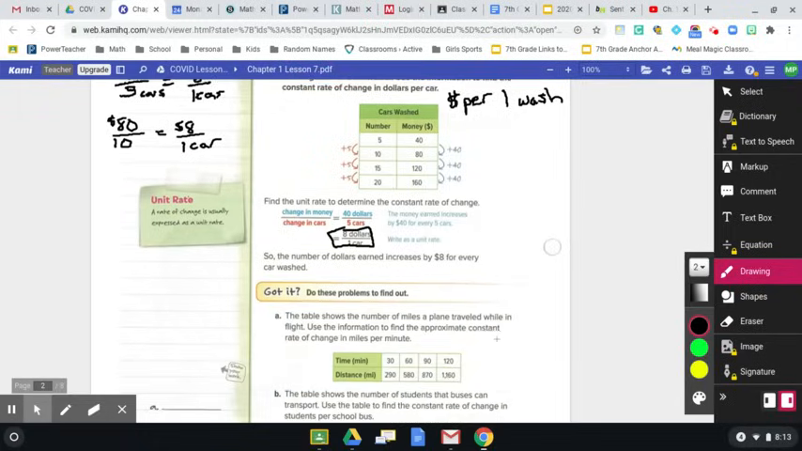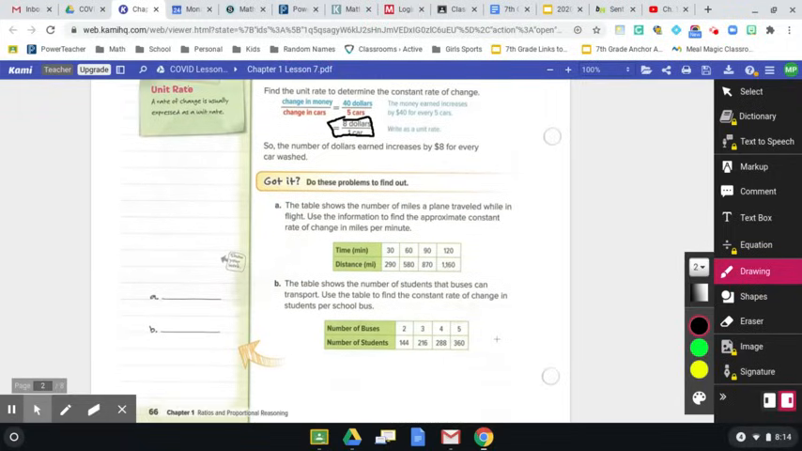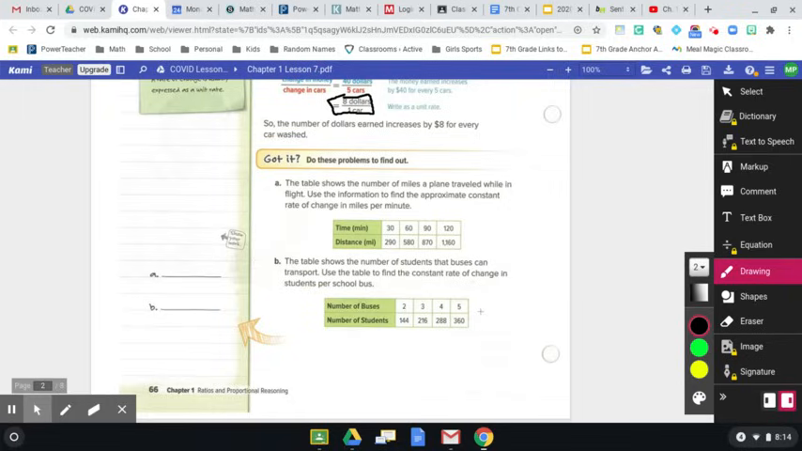Okay, so let's look at the Got It's here. Letter A says, the table shows the number of miles a plane traveled while in flight. Use the information to find the approximate constant rate of change in miles per minute. Miles per minute. You're going to find that constant rate or that unit rate. So I'm going to write over here, constant rate is equal to or the same as unit rate.